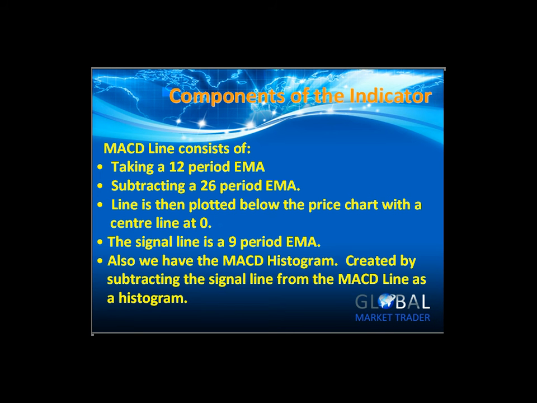Alright traders, let's have a look at the components of the MACD indicator. So the MACD line consists of taking a 12-period exponential moving average, then subtracting a 26-period exponential moving average, and this line then forms the basis of the MACD. That line is then plotted below the price chart with the center line at 0. What we see then is a signal line, which is a 9-period exponential moving average. Now add the MACD histogram to our indicator set, and that is created by subtracting the signal line from the MACD line, and that is represented as a histogram.